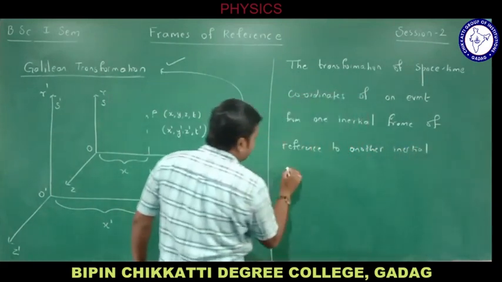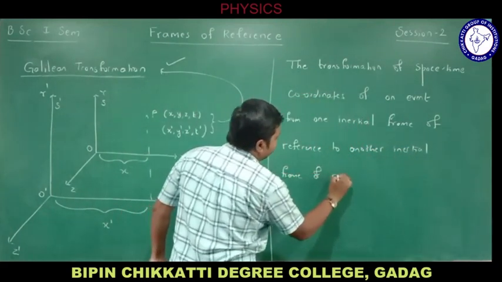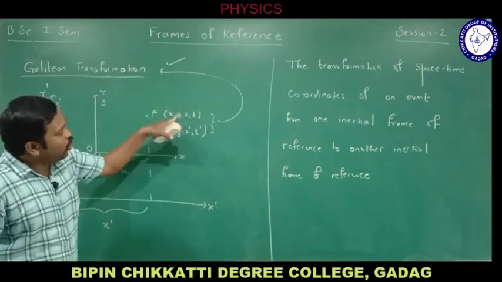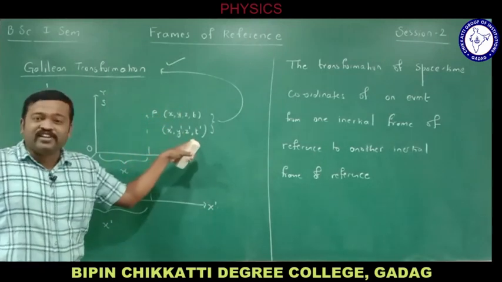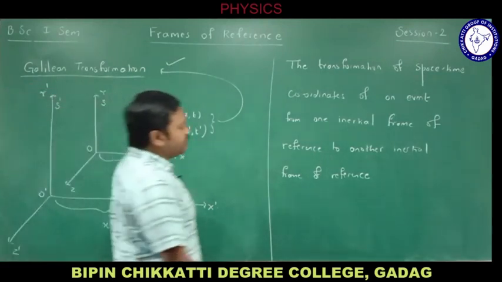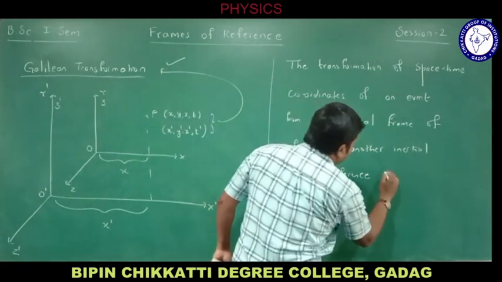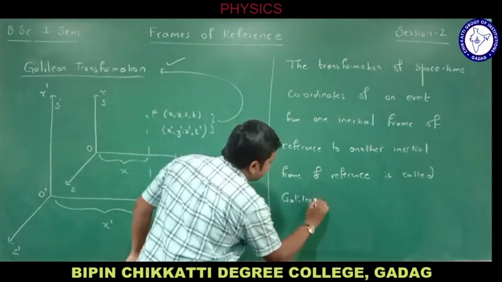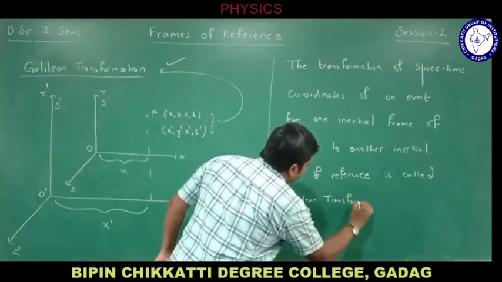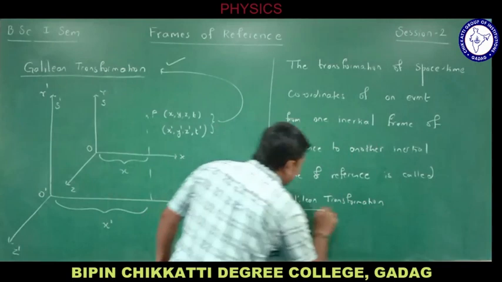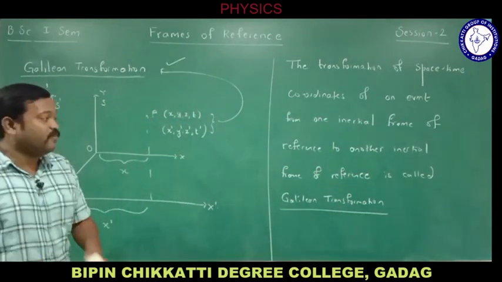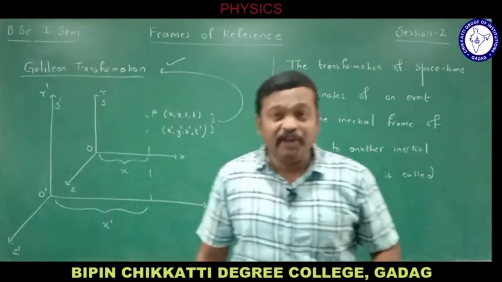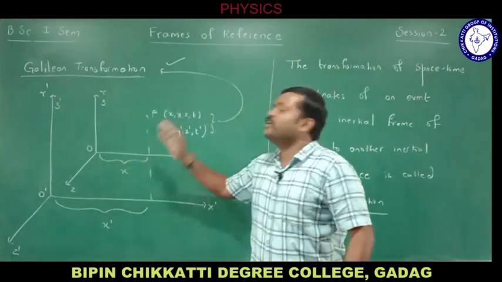Another inertial frame of reference. The transformation of space-time coordinates of an event from one inertial frame of reference to another inertial frame of reference is called Galilean transformation. This kind of transformation of coordinates from one frame of reference to another frame of reference is called Galilean transformation.